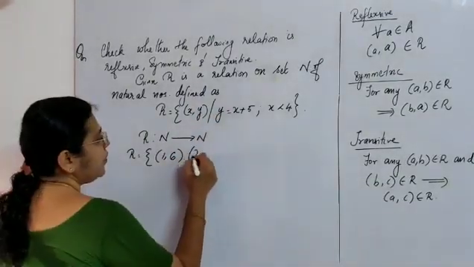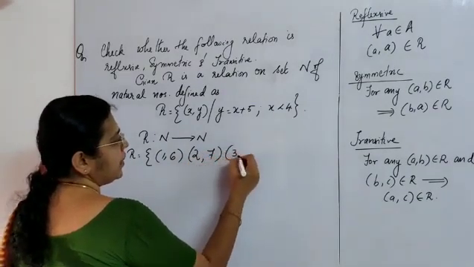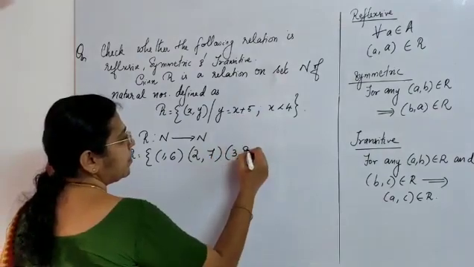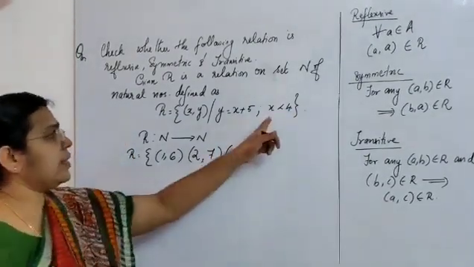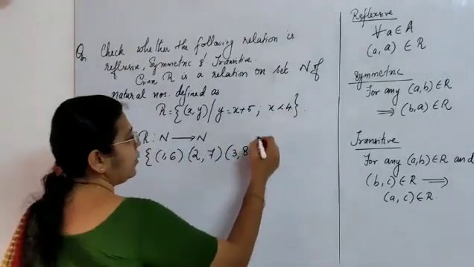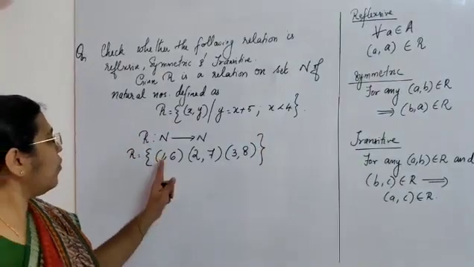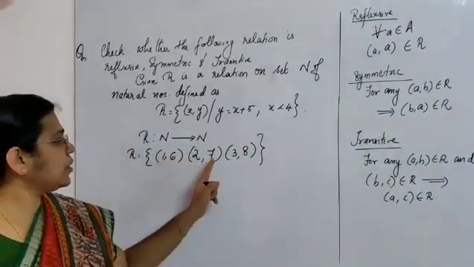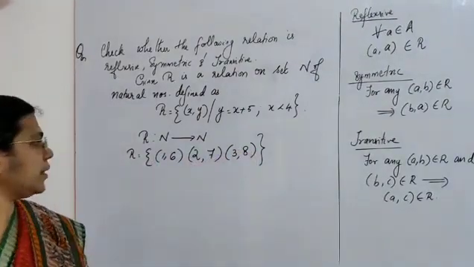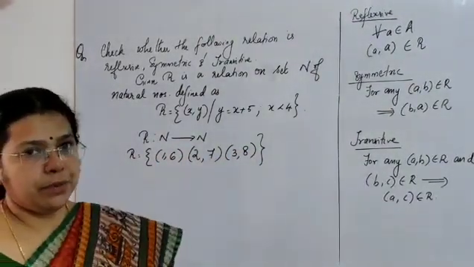Now next, when x is equal to 2, you have (2, 7). Then when x is equal to 3, 3 plus 5, you have 8. Now what about x? x is less than 4. That means the only 3 ordered pairs which satisfy the given conditions are (1, 6), (2, 7) and (3, 8). That is all that is coming under the given relation.